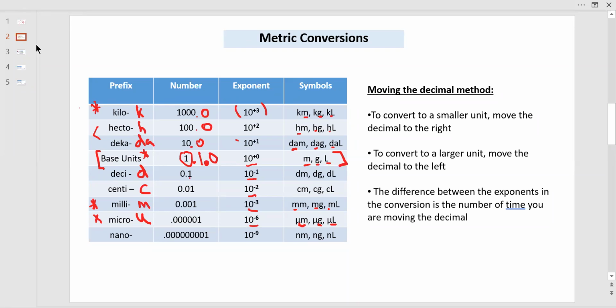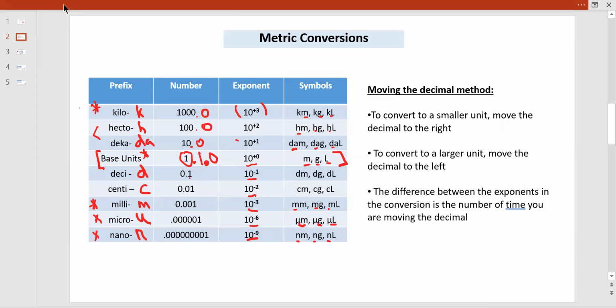So the smallest unit, because it's a negative number, is nano. I really am bad at writing little n's, but let's just do it that way. So now how many times do we move that decimal point? We moved it 9 times. Yeah. So that's nano. We use that a lot. Nanograms, nanometers, nanoliters, right? So that's pretty good. Anybody have any questions about that?